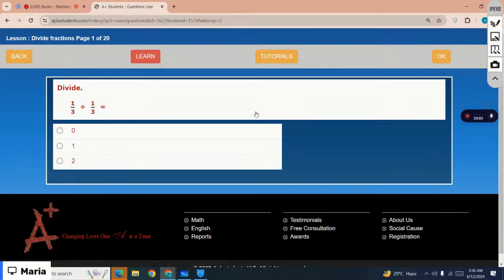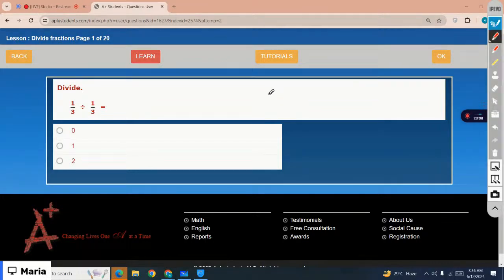Let's just change that division sign to multiplication and then reciprocal the term after. So that would be 1 over 3 multiplied by 3 over 1. So 3 times 1 is 3 and 3 times 1 is 3. So the correct option is 1. Option number 2 is the correct option. Got it?